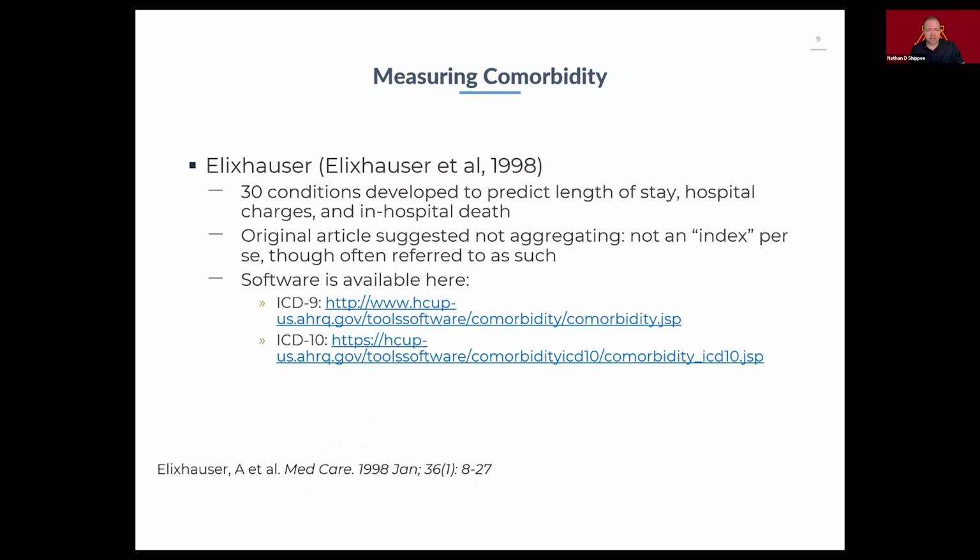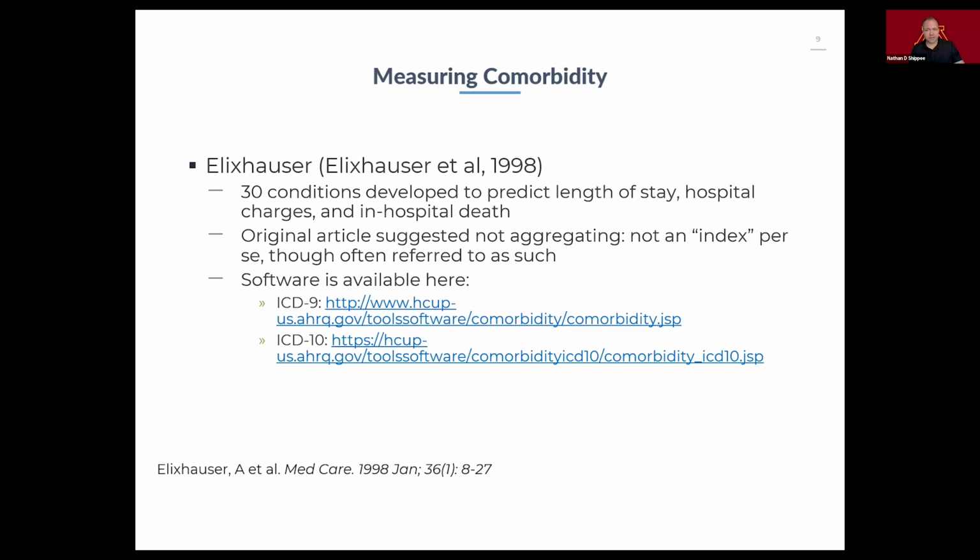So the Elixhauser is a set of 30 conditions, so a number more of conditions, that were developed to predict length of stay, hospital charges, and in-hospital death. So again, keep in mind that these were originally developed primarily with an inpatient mindset and an inpatient set of outcomes. Again, these can be adapted to other outcomes. They can be calibrated and adapted for other outcomes, but that's just where these originals come from.